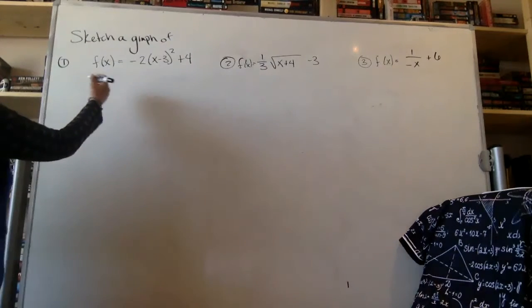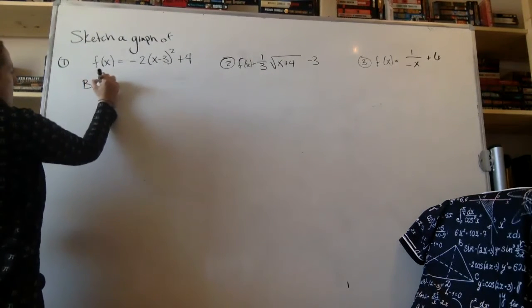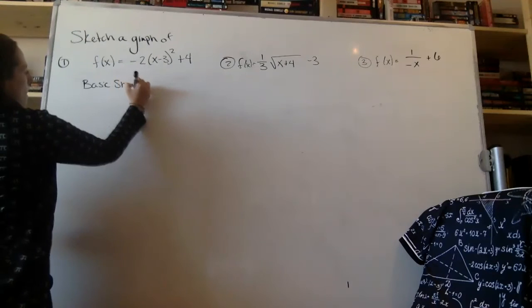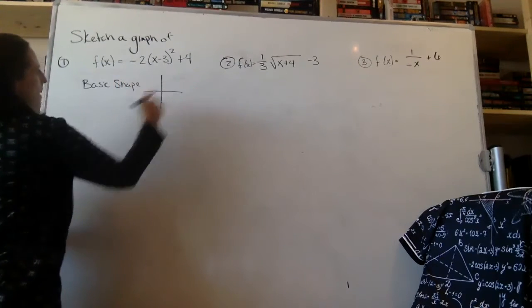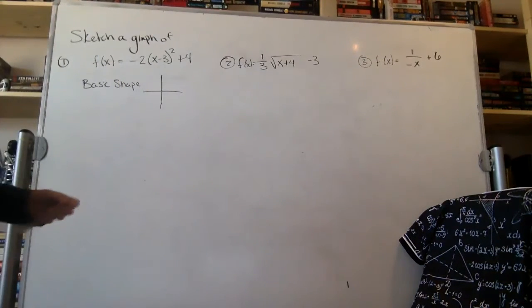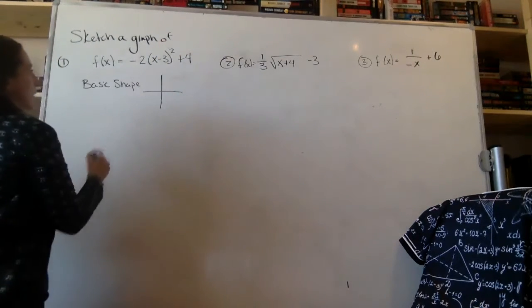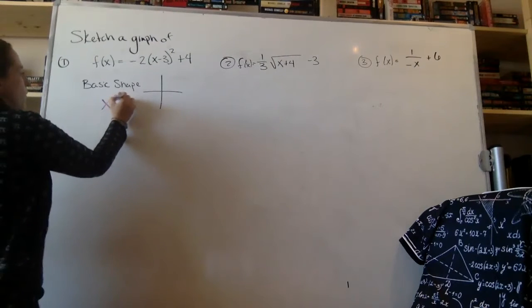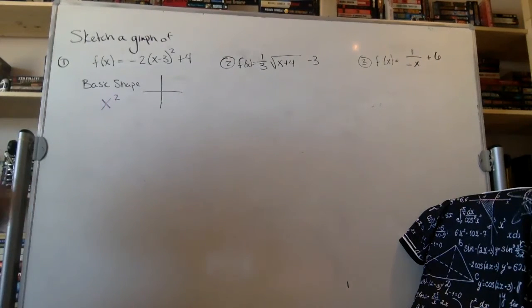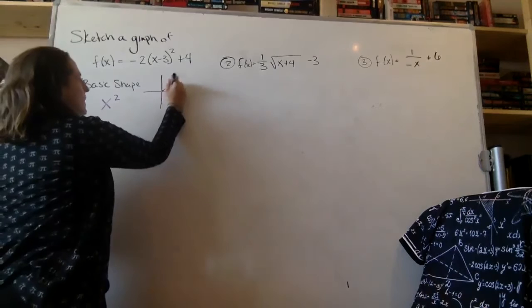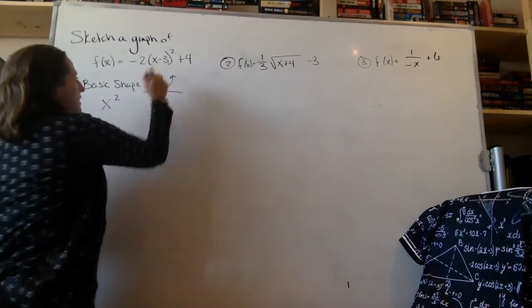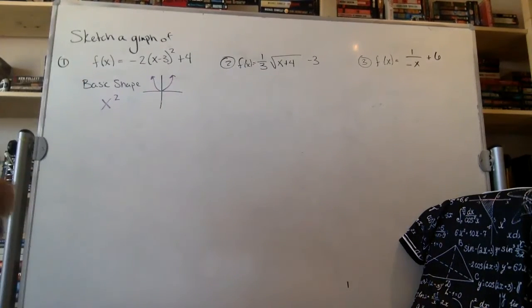To start with, let's think about the basic shape of number one here. What's our untransformed graph? Well, this is a quadratic or squared graph. So our basic shape before we transformed it would be the shape of the x squared graph, and the x squared graph is a parabola. So there's our basic shape.